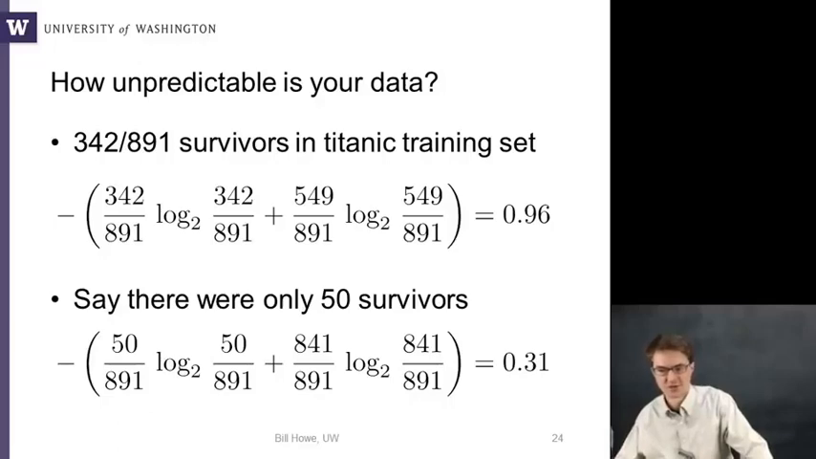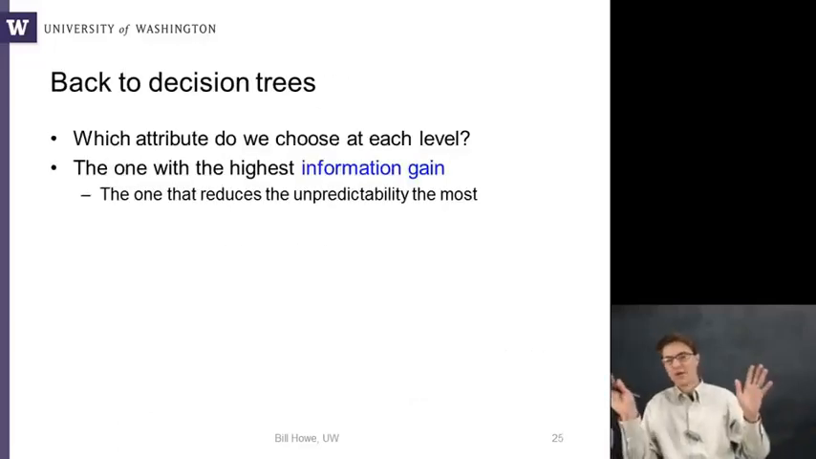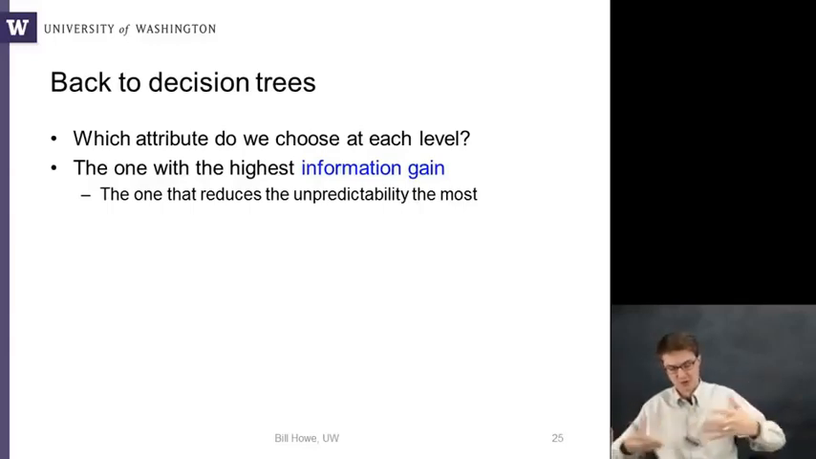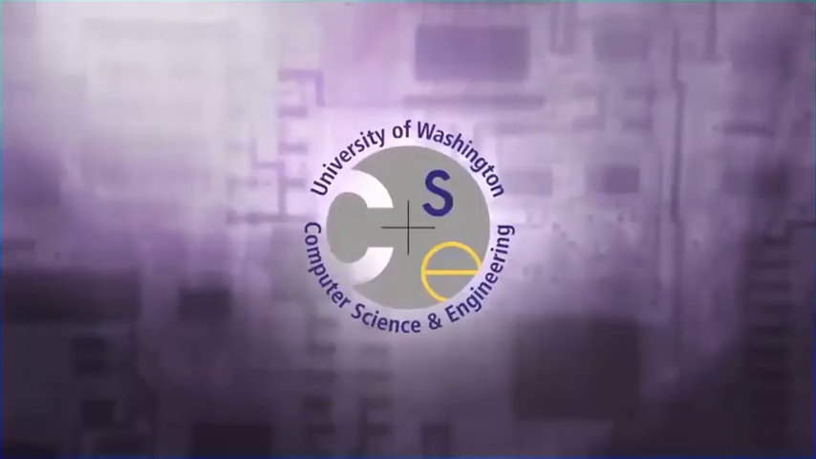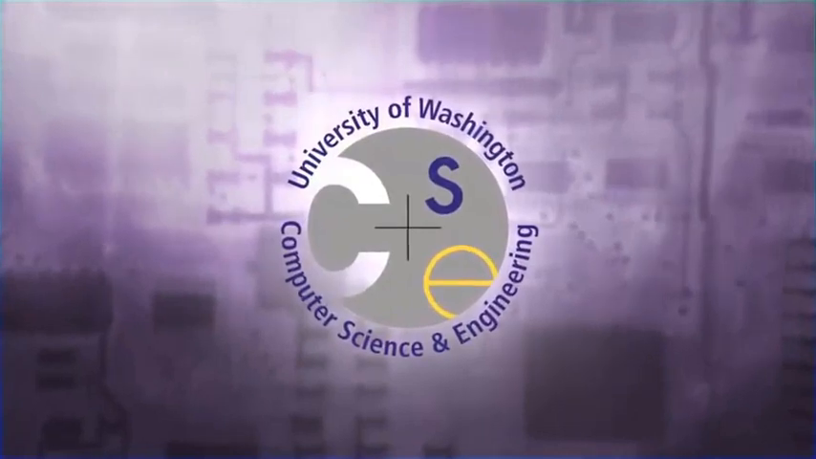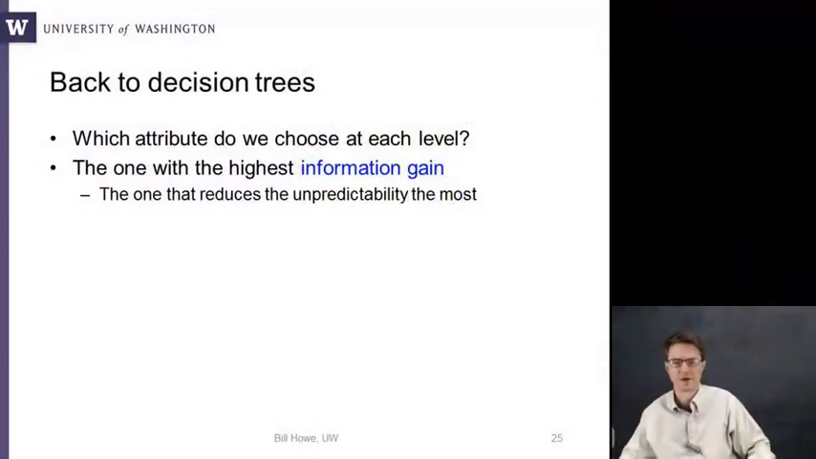Okay. So fine, that's entropy. Going back to decision trees. Now, which attribute do we want to choose at each level? We're going to build a tree, and we have to make a choice of which attribute we're going to use to split on. The one we're going to pick is the one with the highest information gain, and we're going to use entropy to compute information gain. Another way of saying that is the one that reduces the unpredictability the most. So how do we compute this information gain, and how do we use it to make decisions in building the decision tree?